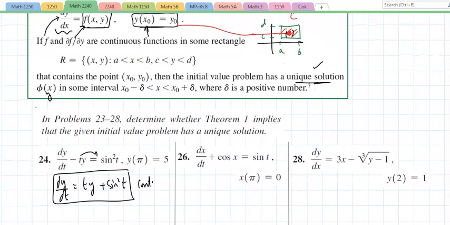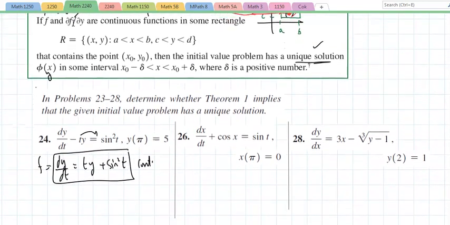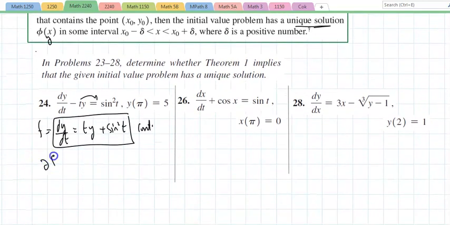And if I look at a partial of f, so this is my f. If I take the partial of f with respect to y, that would be just a t plus 0. This is continuous everywhere. So in this case, yes, they say determine whether theorem 1 applies, that the given initial value problem has a unique solution.